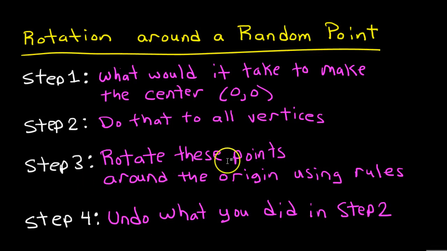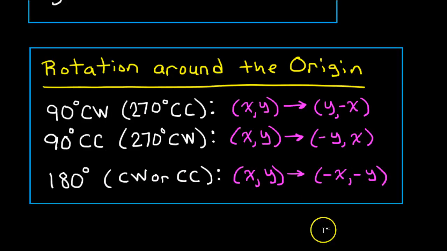Okay, the next step is to rotate these points around the origin using the rules. Now, these are the rules we are referring to. If you want to do a 180-degree rotation, whether it's clockwise or counterclockwise, all you do is change the signs. There's no switching of the order. You just change both signs. So that's what we're going to do.